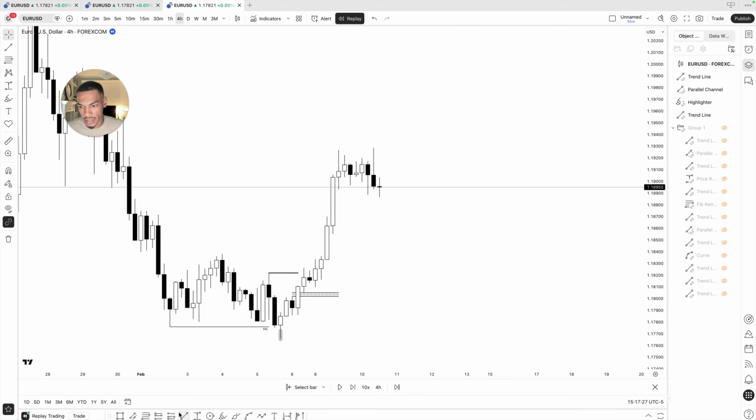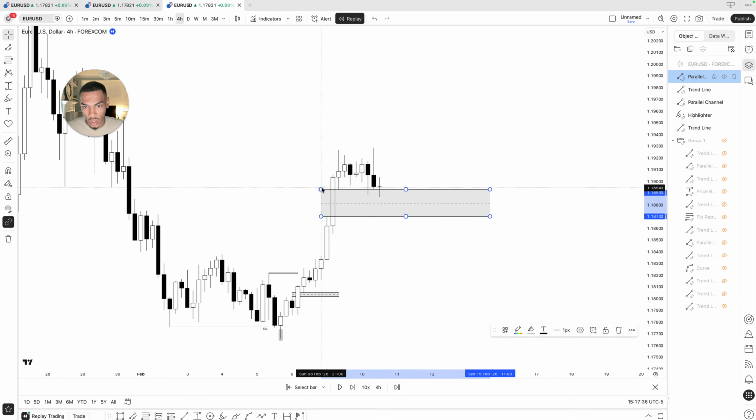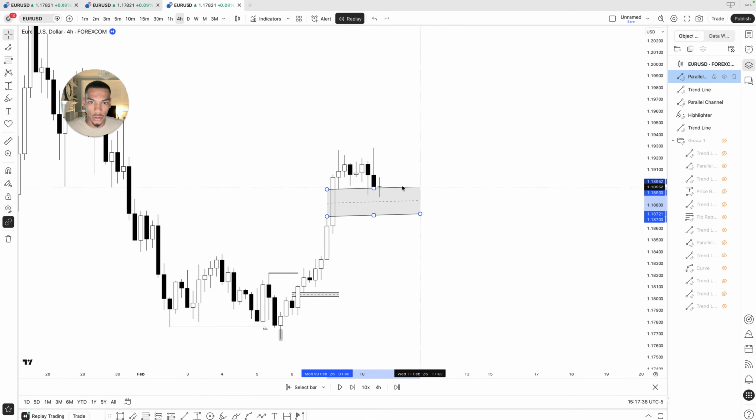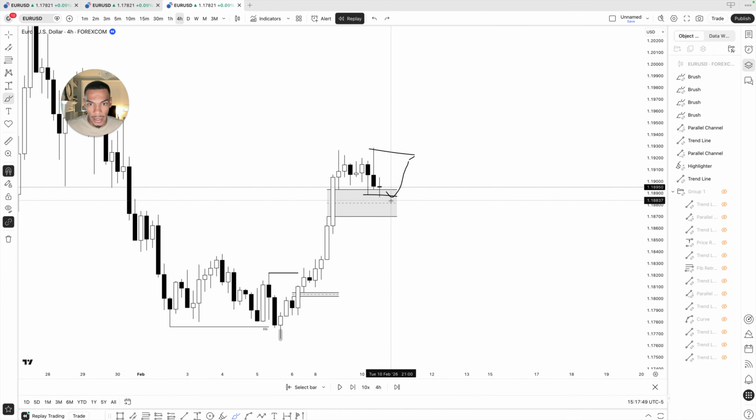Right, bang, we get imbalances and then we get this liquidity void right here. Now, this one becomes most important because it's our largest one. It's our inefficiency. We want to see price hold this. Or if it doesn't, you can at least play some interim trades up here, right? So you want to be targeting this, right?